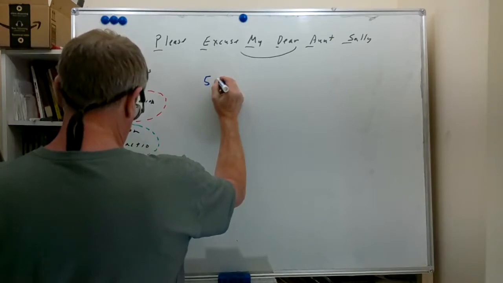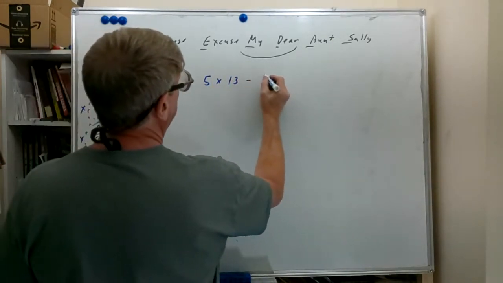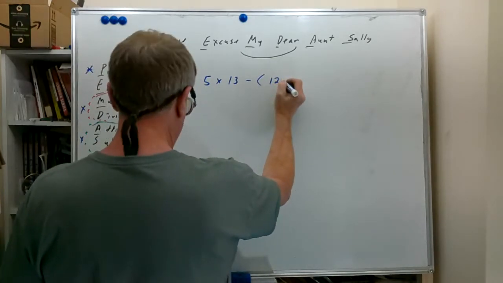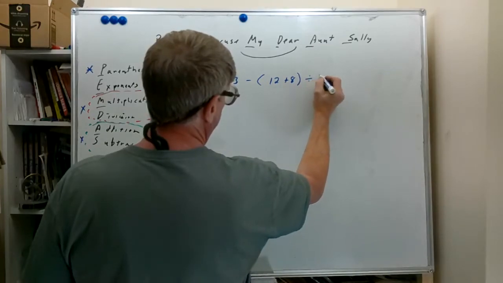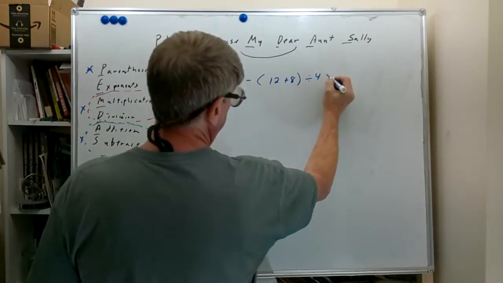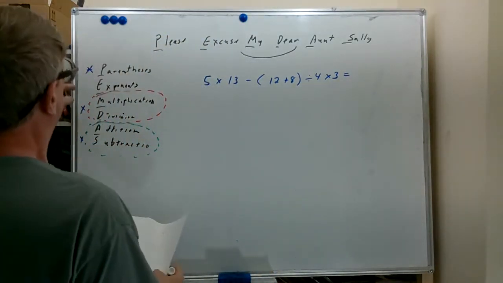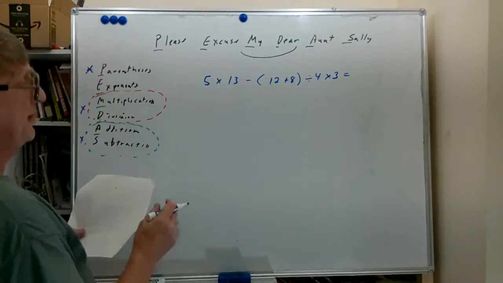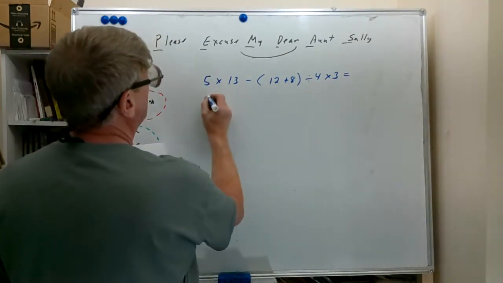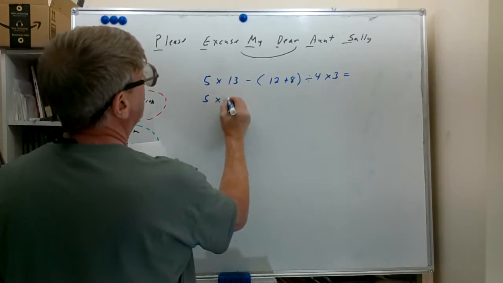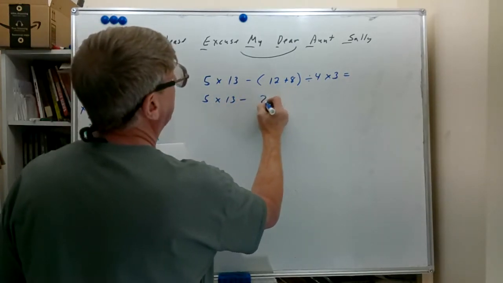Five times 13 minus the quantity 12 plus 8, divided by 4 times 3, equals. What does that equal? Well, P, please, parentheses. Do we have any parentheses? Yes. So let's go through and do the parentheses first. We're not going to do anything with this yet. 5 times 13 minus, what's in the parentheses? 12 plus 8, that's 20.